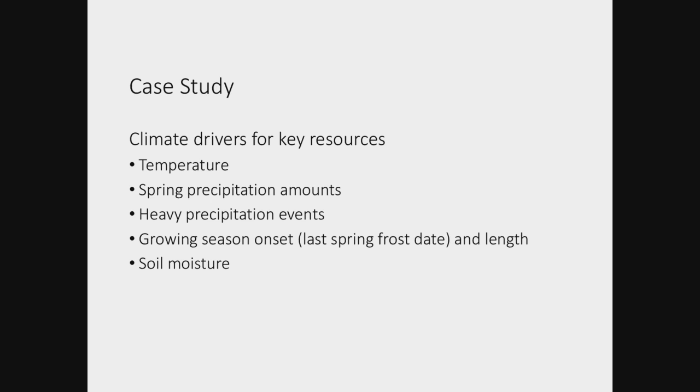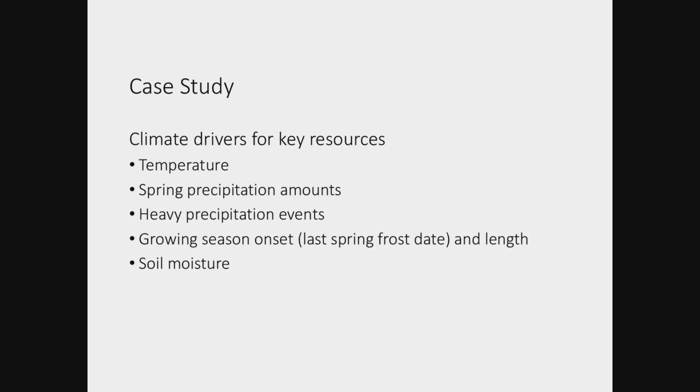And so we used these concerns to then say, okay, well, what is it about climate that we care about? So rather than just saying, well, let's look at average temperature and precipitation, let's look at the actual drivers for those key resources. And in our case, here's the list: things like spring precipitation and heavy precipitation events, growing season onset, and the like are important for those resources I just showed.